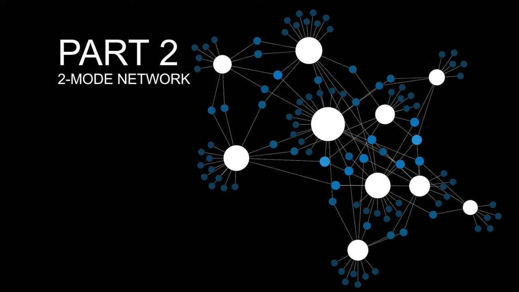Let's move on to our second dataset. The second dataset is a two-mode network, which means that it's a network of two different kinds of entities. In the visual example here, you see the blue dots and the white dots. Imagine that it could be a network of, I don't know, companies and people, and you will have people affiliated to companies.